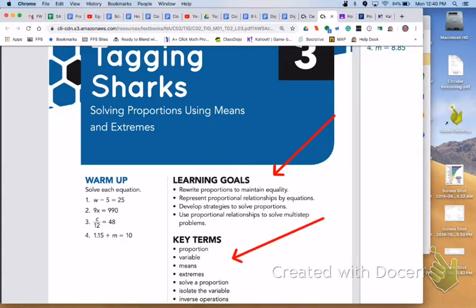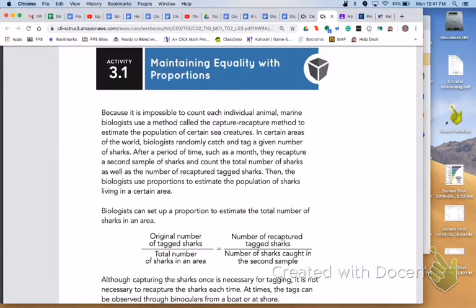Key terms to look for in lesson 3: proportion, variable, means, extremes, solve a proportion, isolate the variable, and inverse operations. Please turn to page 71, activity 3.1, maintaining equality with proportions.